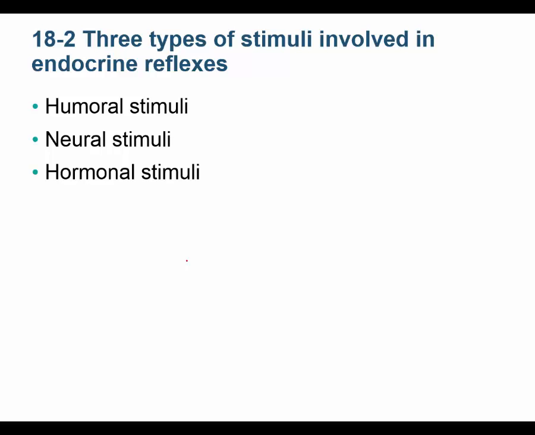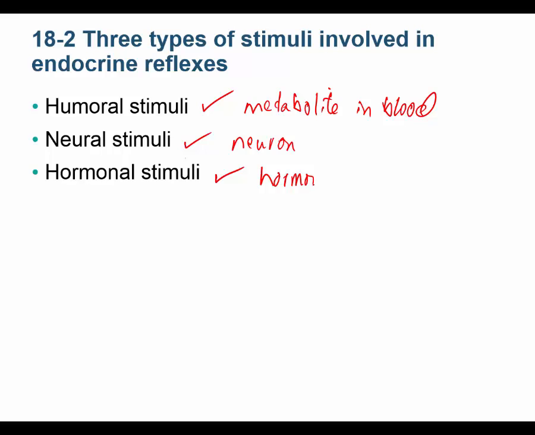Now, we're going to talk more about that reflex, but let me just tell you, there are actually 3 stimuli causing hormonal secretion. There's a humoral stimulus. That's a metabolite in the blood. A metabolite just means a chemical in the blood. So a humoral stimulus is a metabolite in the blood that turns on the hormone secretion. There's neural stimuli. A neuron tells you to secrete the hormone. There's hormonal stimuli. A hormone leads to an increase of another hormone. Hormone 1 leads to the increase of hormone 2. That's hormonal stimuli. So there are these three stimuli involved in that endocrine reflex.